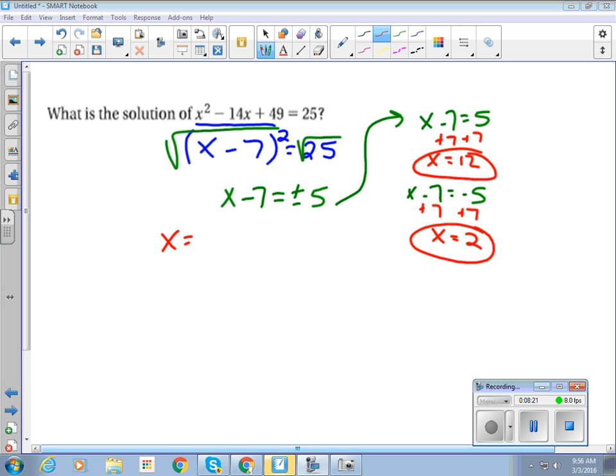Now, if we go ahead and plug x equals 12 and x equals 2 in to here, we should get true statements both times. I'm going to give you guys a second to check your answers. All right, so both of these work. When we plug in 12 for the x, we get 25 on the left-hand side. And when we plug in 2 for the x, we get 25 on the left-hand side. So both of these are solutions to this problem.